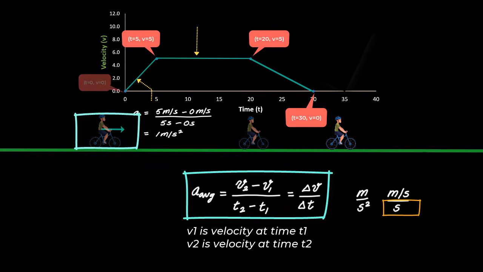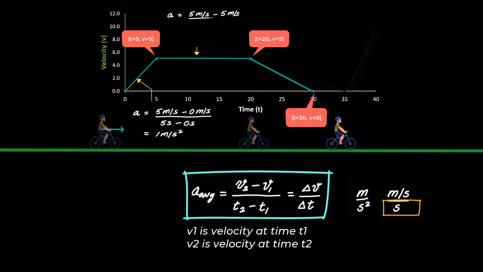Then here the average acceleration is 5 meters per second minus 5 meters per second by 20 seconds minus 5 seconds, which equals 0 meters per second square, which is quite obvious, and we didn't really have to calculate because no velocity change means no acceleration.